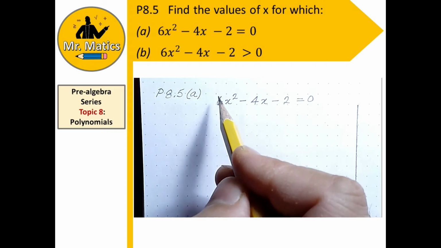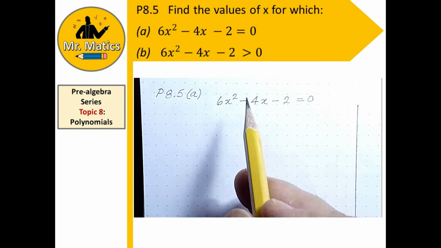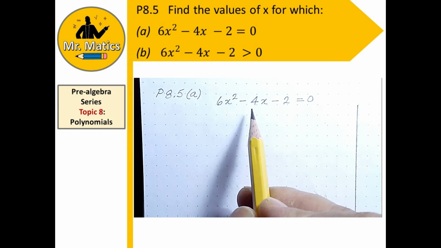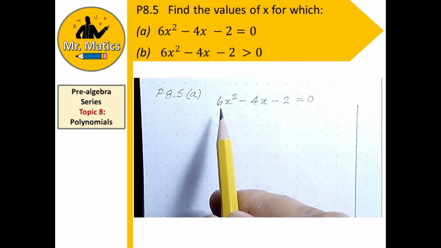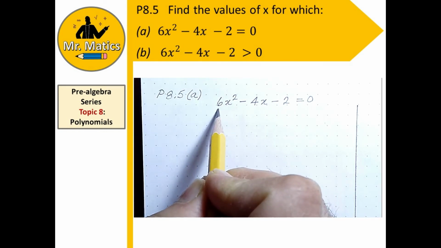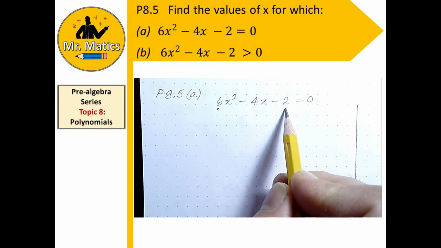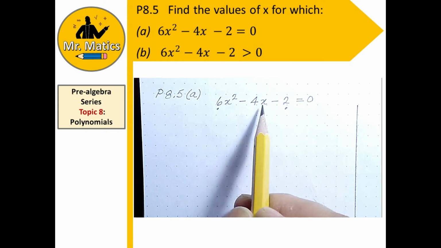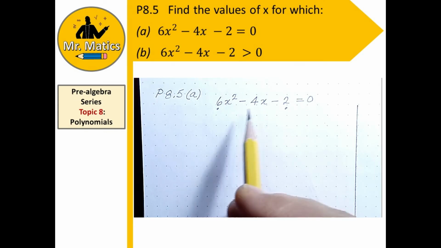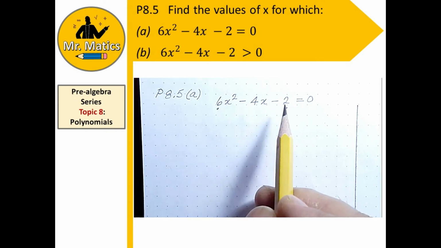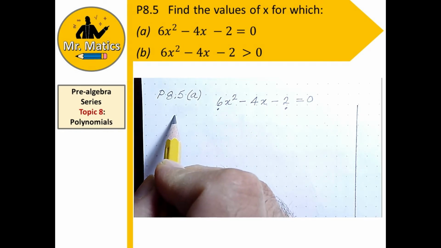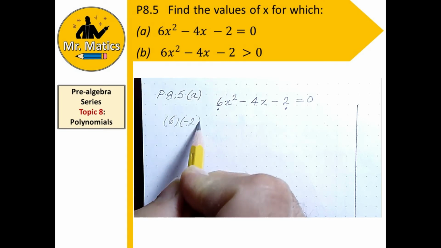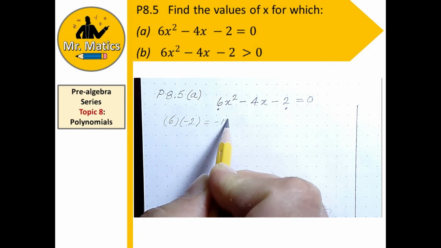So we have to break minus 4 into two parts such that the product of those two parts is equal to the product of 6 and minus 2. So 6 and minus 2, the product is going to come out from the two parts of minus 4. So let's write it down. 6 times minus 2 is minus 12.